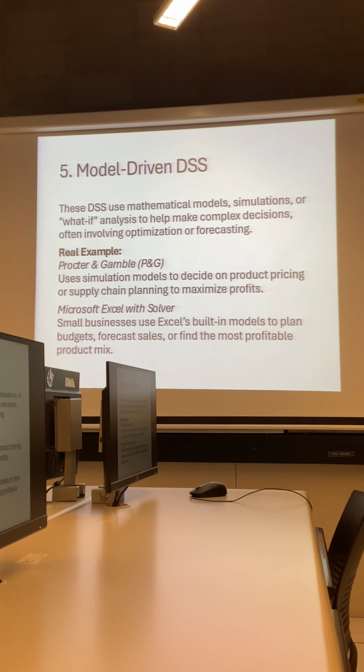So DSS use mathematical models. Some DSS use mathematical models and simulation or what-if analysis to help make complex decisions, often involving optimization or forecasting. For example, a company like P&G, Procter and Gamble, which makes shampoo, has a lot of products. They use simulation models to decide on product pricing or supply chain planning to maximize profits.